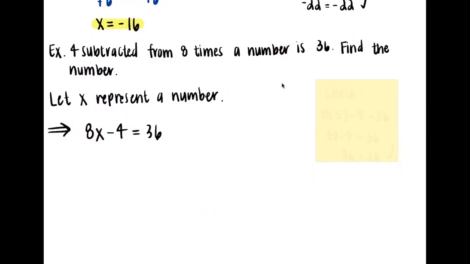So notice we're going to add 4 to both sides to start isolating our x. Remember, at the end of the day, we want x all by itself. So we've got to go layer by layer on isolating that x. Here we can see we have 8x minus 4 plus 4. This goes to 0. And we're left with 36 plus 4 on the right-hand side, which is 40. And now we're almost done.